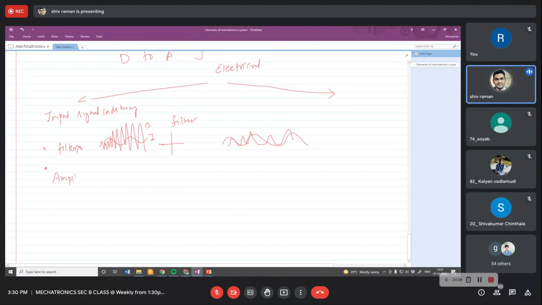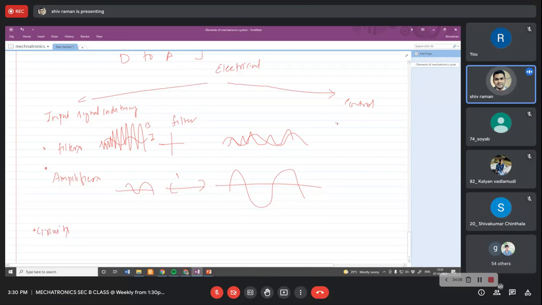Then you have amplifiers, which basically amplify the input signal. When it crosses the amplifier, it will be magnified. Then you have circuits. Circuits are basically used to transmit the signal. Next is your control.